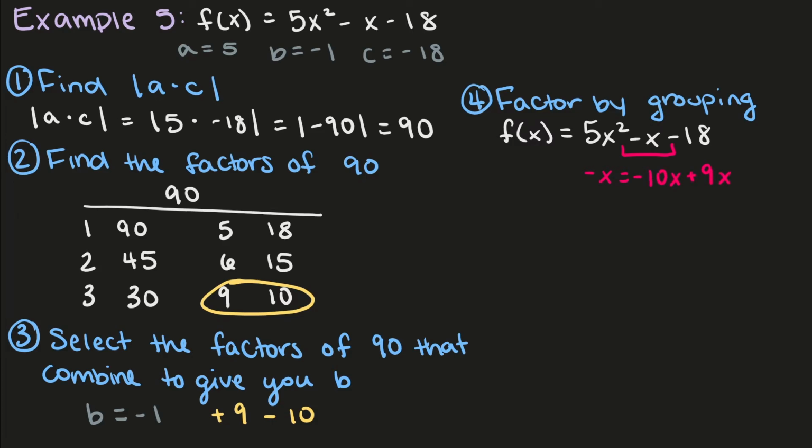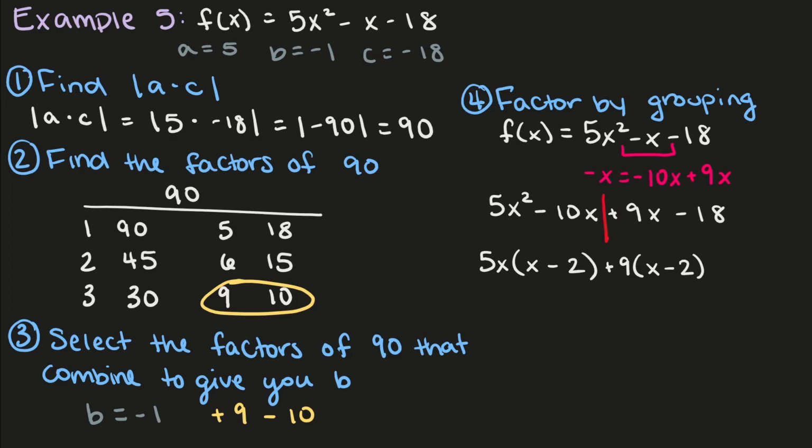So if we write our function this way, 5x squared minus 10x plus 9x minus 18, we can factor by grouping two terms together. Let's look at the first two terms. Both of these terms have a common factor of 5x. That means we can factor out a 5x, and we're left with x minus 2. Looking at our last two terms, both of these terms have a common factor of 9. So we can factor out a 9, and we're left with x minus 2.